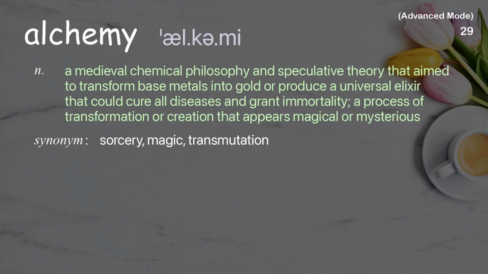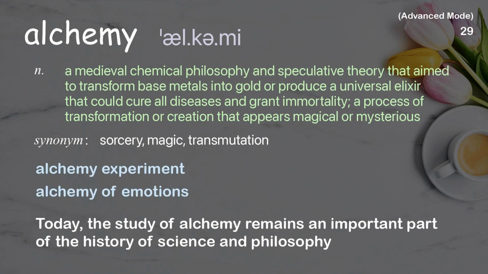Alchemy. A medieval chemical philosophy and speculative theory that aimed to transform base metals into gold or produce a universal elixir that could cure all diseases and grant immortality, a process of transformation or creation that appears magical or mysterious. Examples: Alchemy experiment. Alchemy of emotions. Today, the study of alchemy remains an important part of the history of science and philosophy.